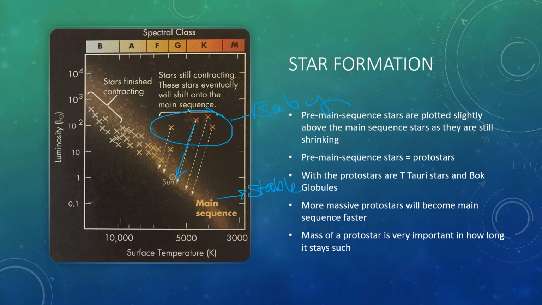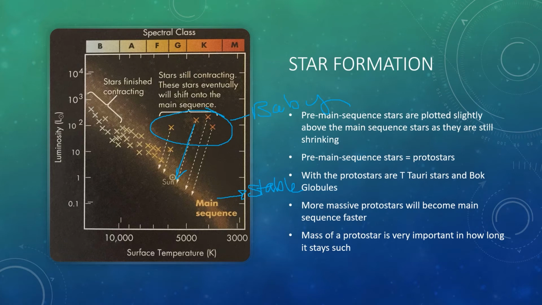With protostars, there are T-Tauri stars and Bok globules as well. And the T-Tauri stars are variable stars. They have erratic brightness. And Bok globules are dense, dark blobs within contracting interstellar clouds.